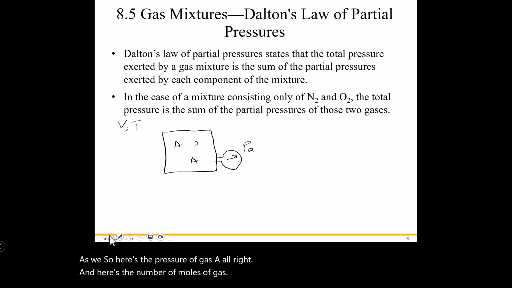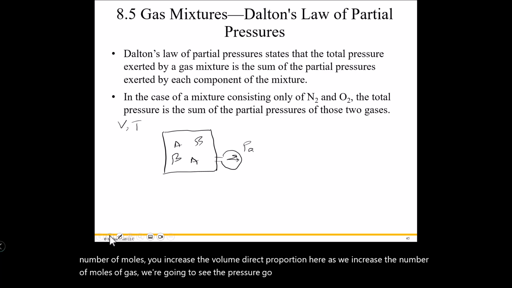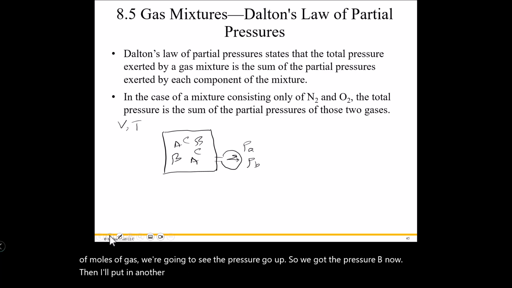If I put in another gas B, I want to see the pressure go up, because we saw with Avogadro's law, if you increase the number of moles, you increase the volume, direct proportion. Well, here, as we increase the number of moles of gas, we're going to see the pressure go up. So we got the pressure of B now. Then I put in another gas C. Maybe I put in more gas C than A or B. So now I see the pressure go up like this.